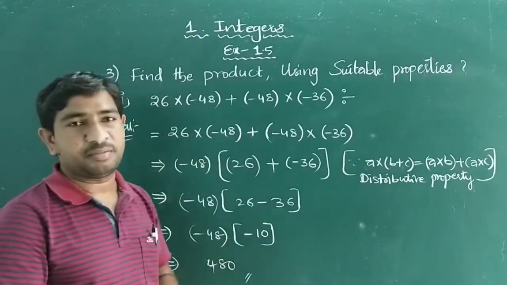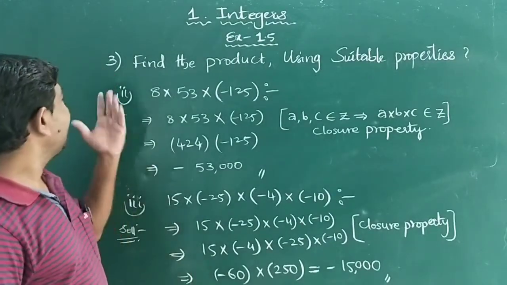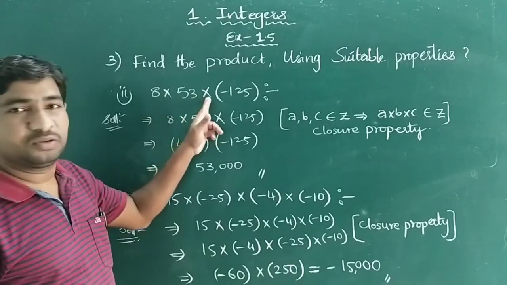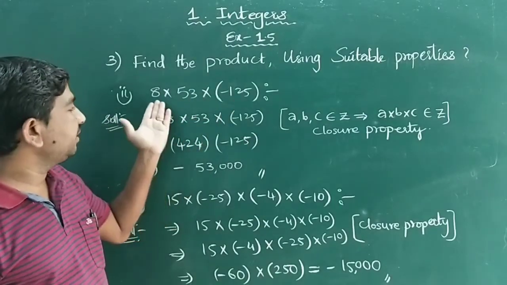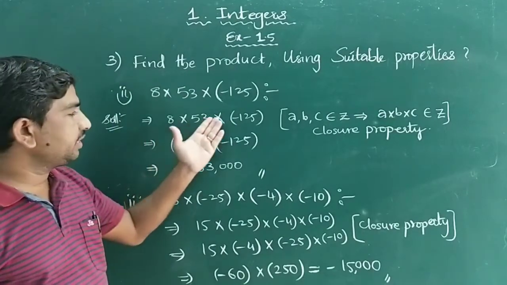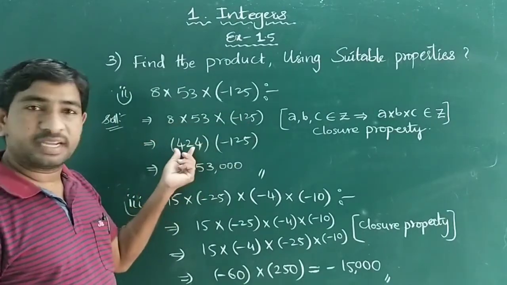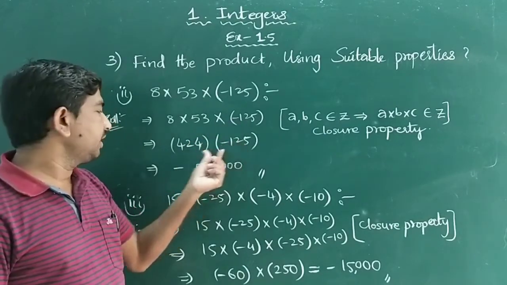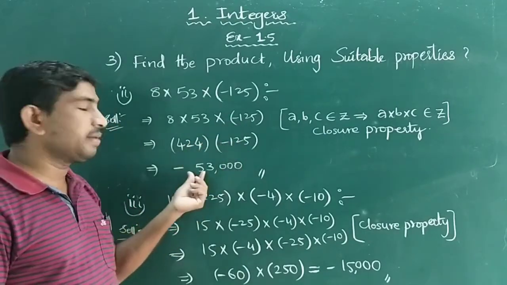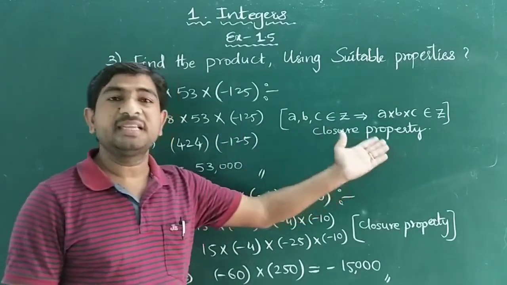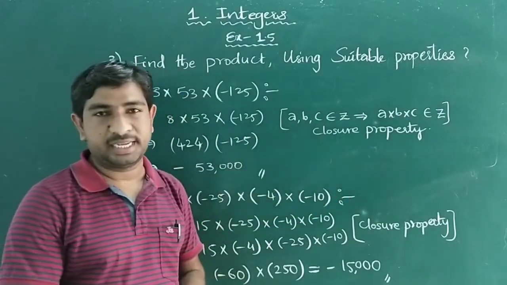Next, second problem. 8 into 53 into minus 125. See here, it is only a multiplication relation. 8 into 53 we can multiply, we will get 424, and into minus 25. So by multiplying these two we will get minus 53,000. Here which property can we use? Closure property with respect to multiplication.